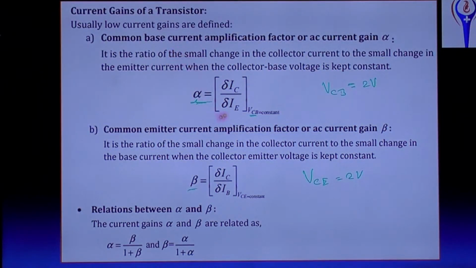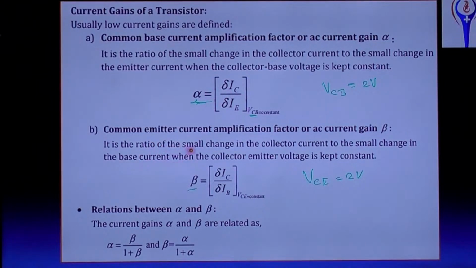For CB mode, you want to note down this formula, because we will use it. The current amplification in CB mode is alpha. Alpha equals delta IC by delta IE. Delta IC is the change in collector current. Delta IE is the change in emitter current. VCB, the collector base voltage, is maintained constant at 2 volt. There will be a change in IC with IE, and that is alpha.